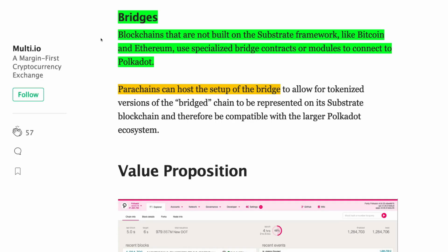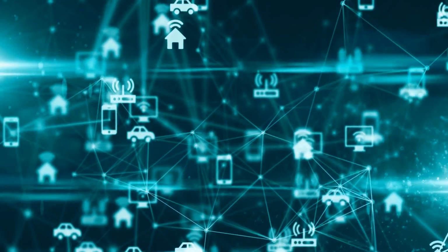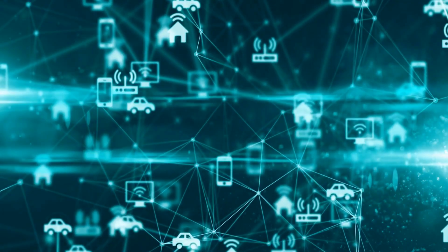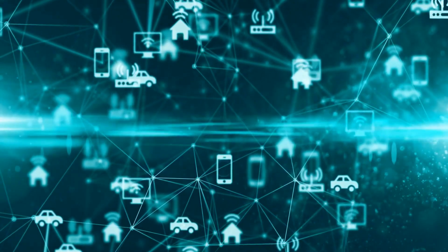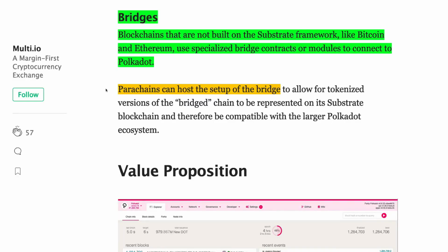Now we come on to bridges. So blockchains that are not built on the Substrate framework, like Bitcoin and Ethereum, use specialized bridge contracts or modules to connect to Polkadot. So parachains can host the setup of the bridge. So basically these parachains allow all these blockchains to work together, and even if they're not on the Polkadot blockchain, even if they're not using the relay chain, using Substrate, they can still connect to each other through these parachains when they host the setup. So it's really incredible because basically Polkadot is connecting the whole of the crypto ecosystem.